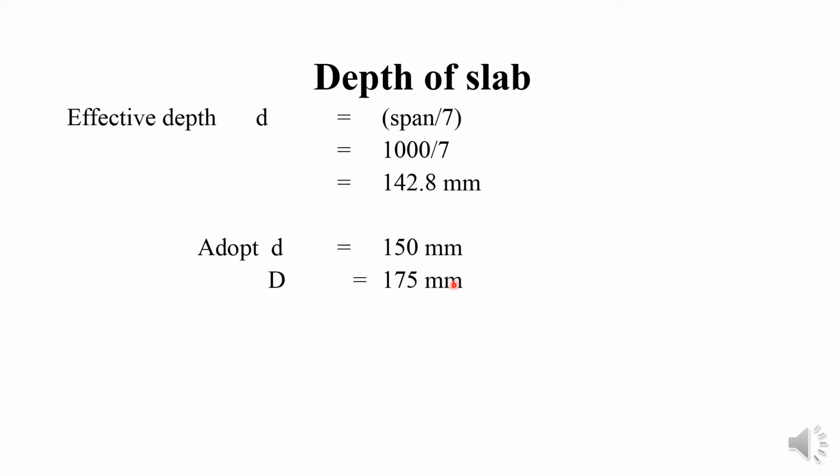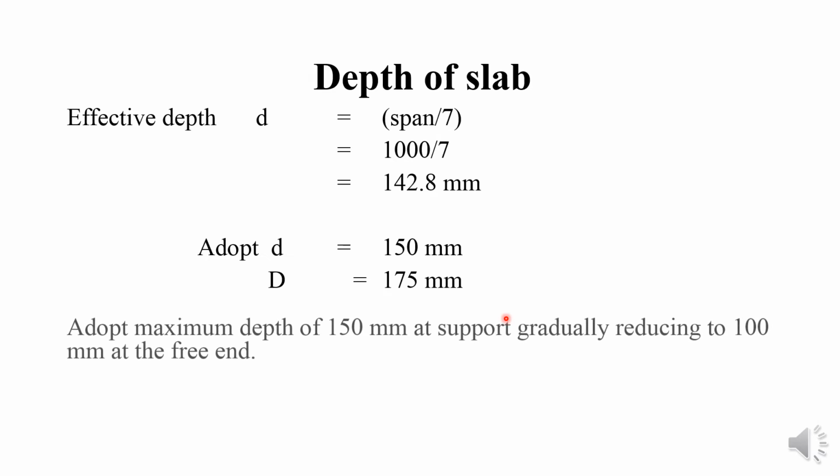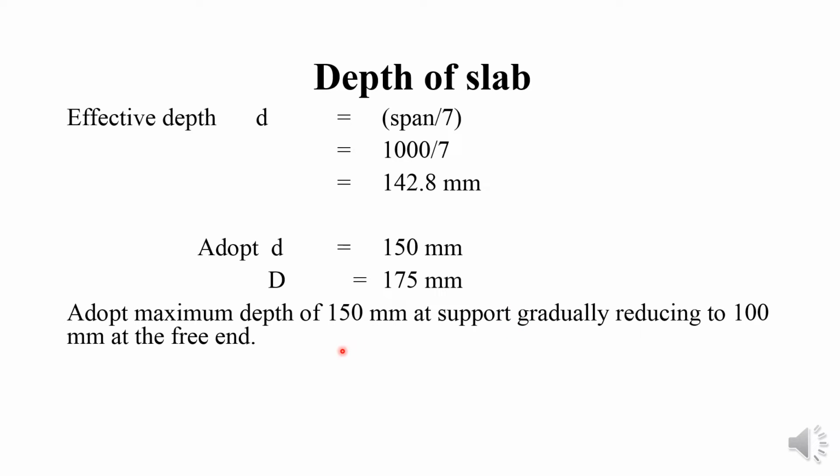Normally we have to provide 20 to 25 mm cover. So the overall depth of the given slab is 175 mm. So adopt 150 mm at the support. There is a minimum depth at the support, and gradually it will reduce to 100 mm at the free end. So we have to provide 150 mm at the support, gradually reducing to 100 mm at the free end.